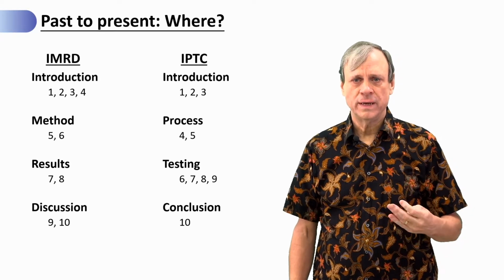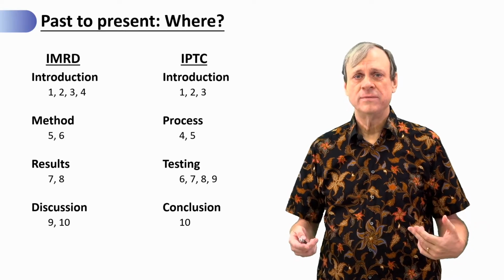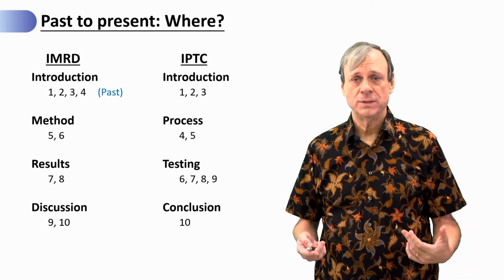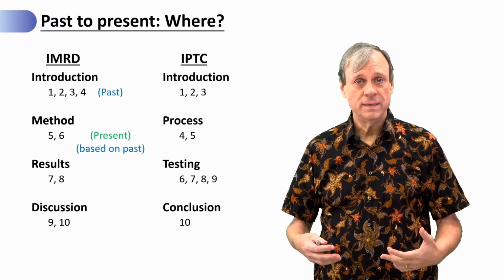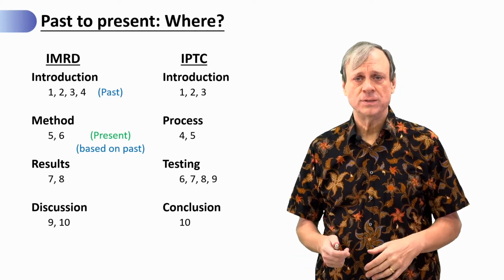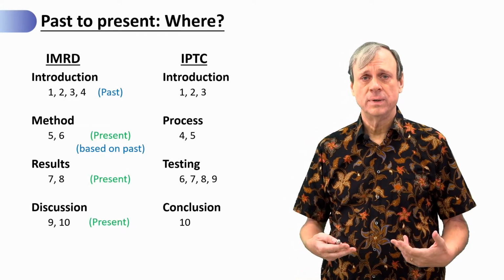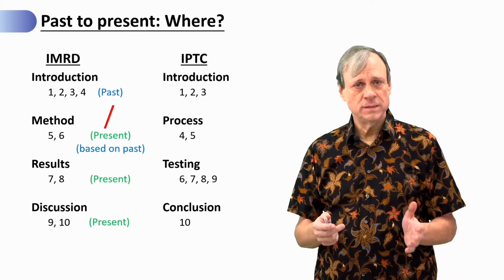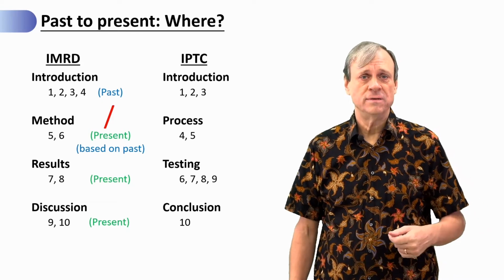Remember that we looked at in IMRD, in the introduction, we typically have the first 4 components, and those are all related to the past research. In the methods division, the author talks about what they did. It's based on the past, but it's what they did. It's their present research. And similarly, of course, the results and the discussion are talking about their present research. So the break between past and present is very clear and comes at the beginning of the methods division. It's very easy to find.